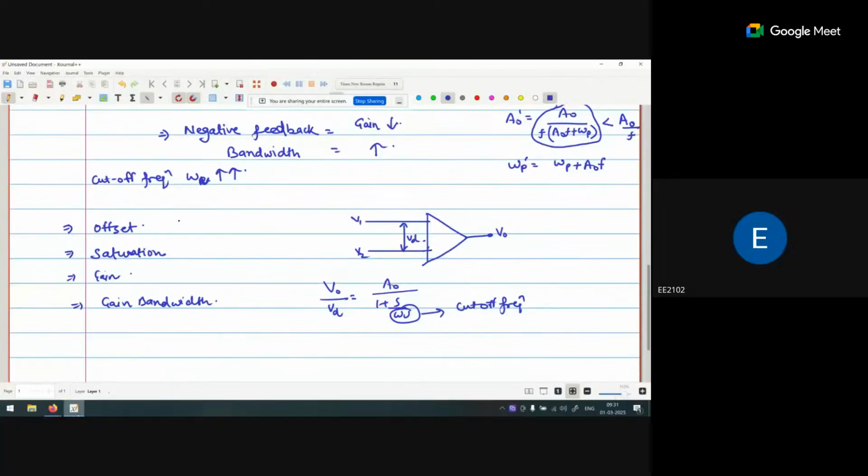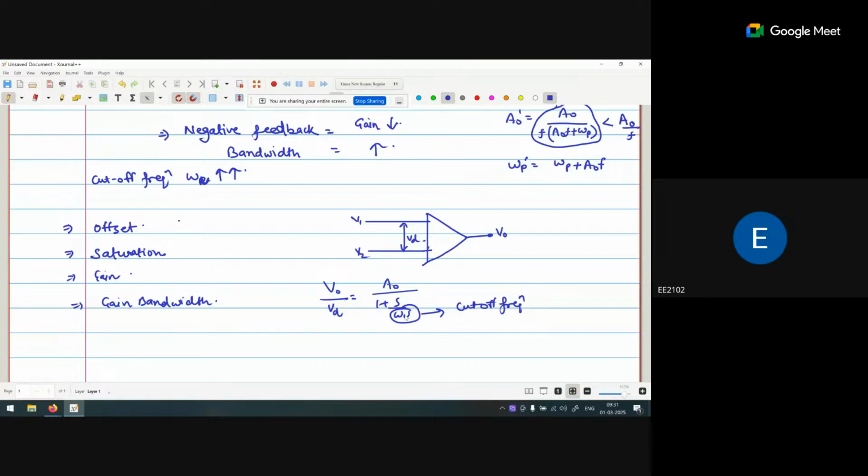So screen is not visible. Yeah, I think now it is visible.